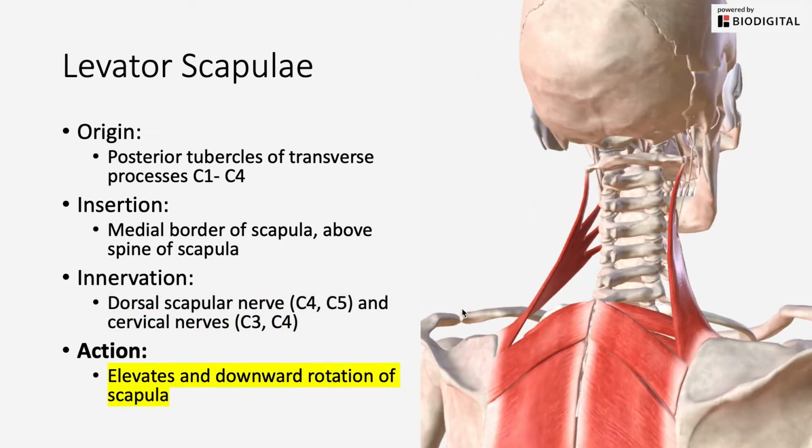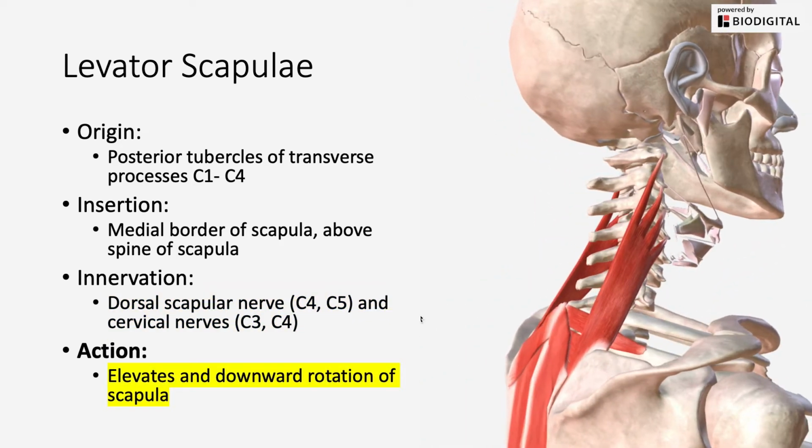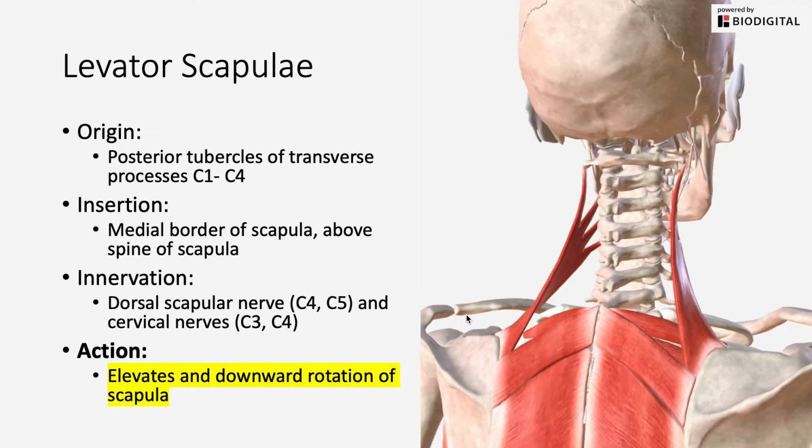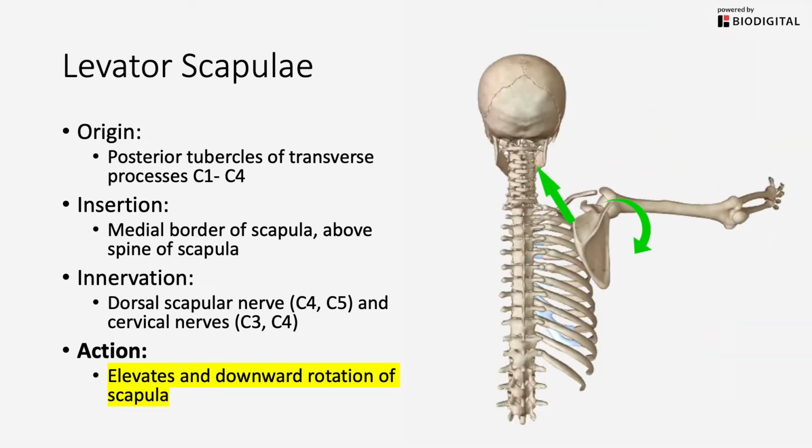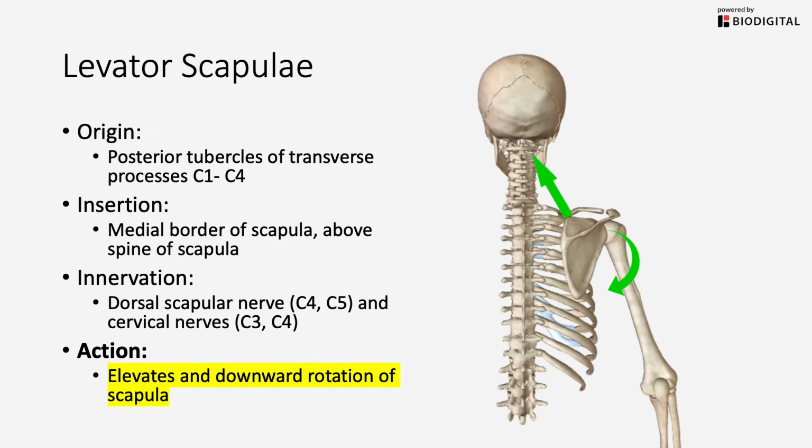The action of the levator scapulae, you can see here, is that it's going to elevate and downwardly rotate your scapula. So again, downward rotation is when the glenoid starts to point down and you're rotating your scapula so that the inferior border is moving more medially and the glenoid is pointing down again.